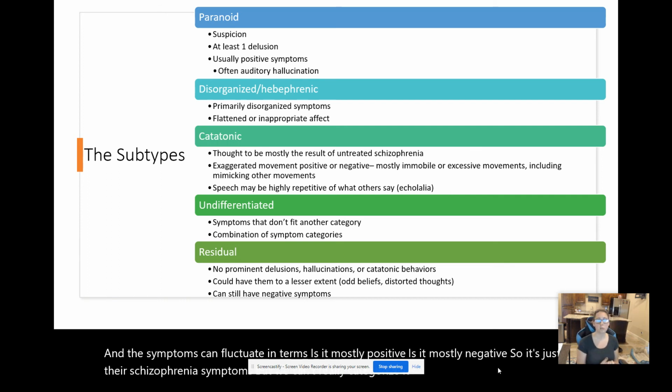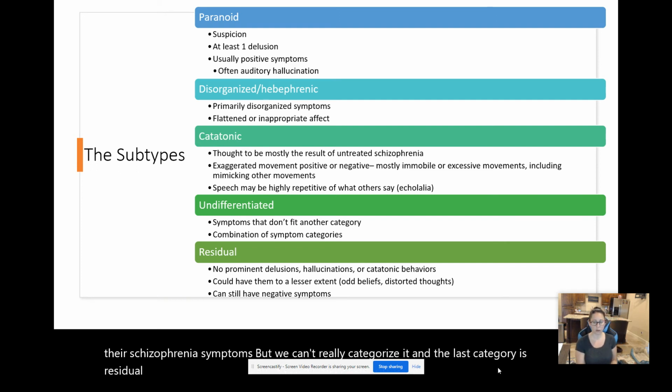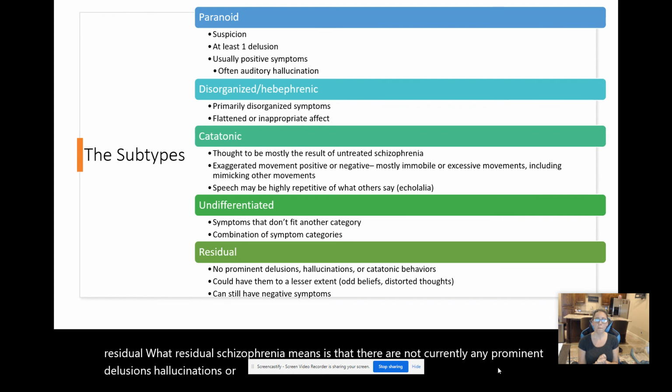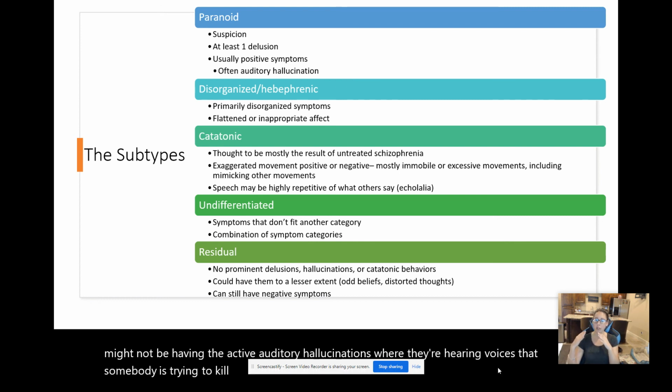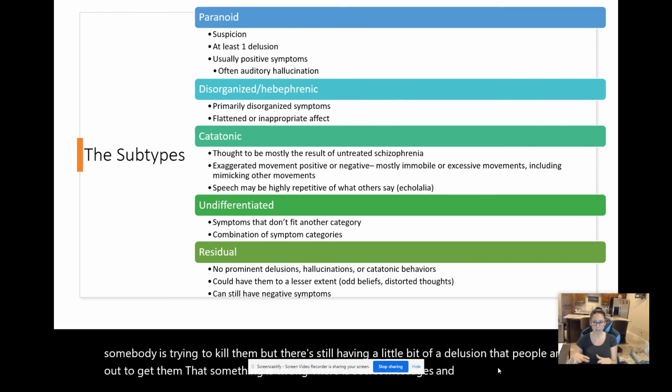And the last category is residual. What residual schizophrenia means is that there are not currently any prominent delusions, hallucinations, or catatonic behaviors, but they may still be having a little bit of them in terms of odd beliefs or distorted thoughts. And they often will still have those negative symptoms happening under the surface. So they might not be having the active auditory hallucinations where they're hearing voices that somebody is trying to kill them, but they're still having a little bit of a delusion that people are out to get them, that something is wrong, that there's secret messages, and then they're having those negative symptoms to go along with that.